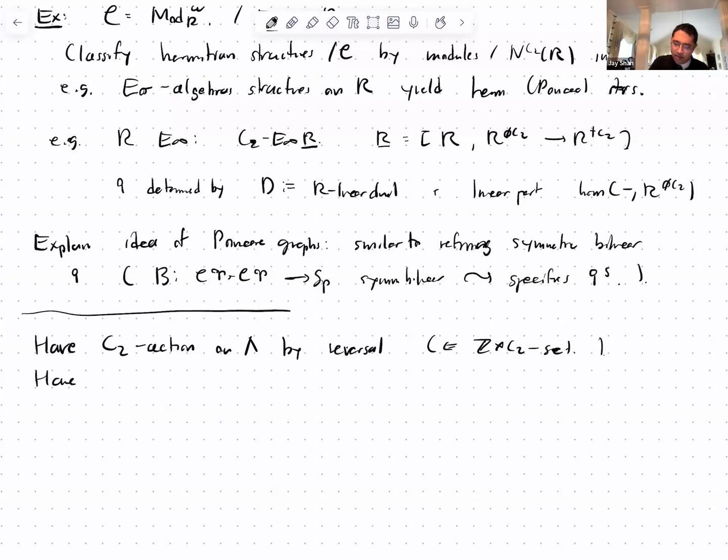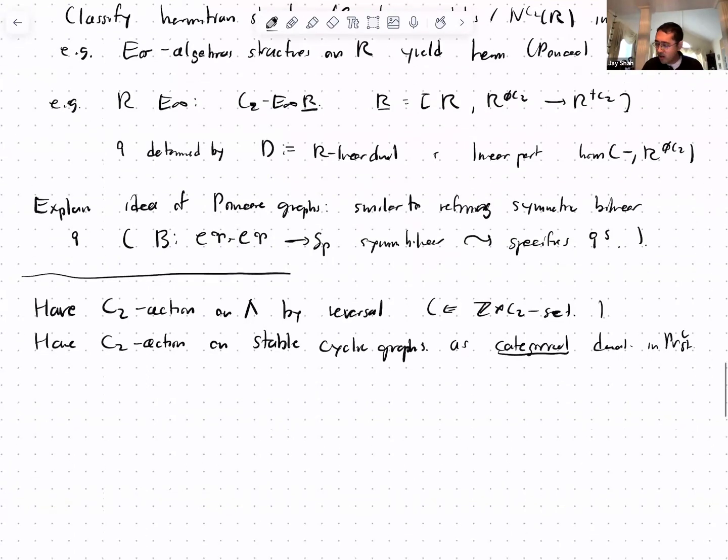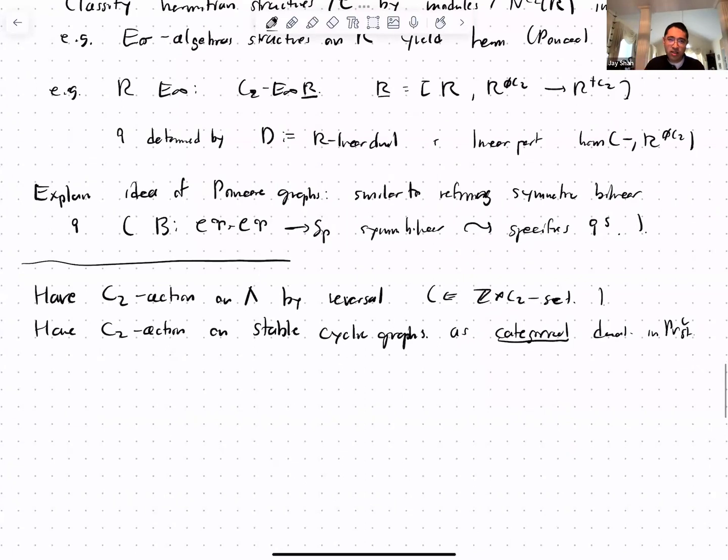I also have a C2 action on stable cyclic graphs as the categorical dual. So this is in PrL st. Remember, I already had introduced this in the context of describing THH as the trace of a dualizable object. But here, I'm invoking the idea in maybe a related way.